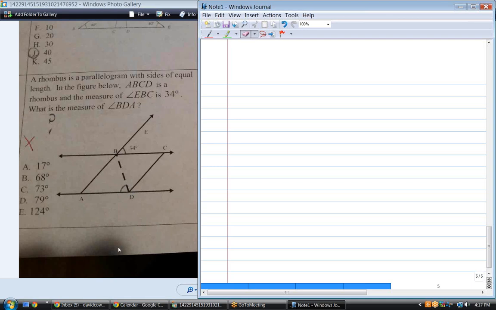So all I can say is that it's a good thing they don't have 34 degrees on there as an answer, right? Because that's what we would have picked. It looks like it's 34 degrees visually, but it isn't, clearly, from the answers.